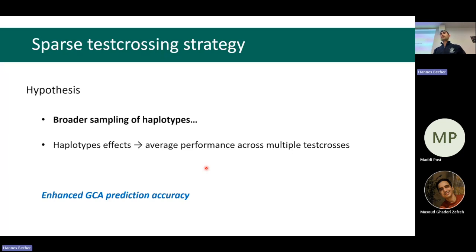And this is the advantage of genomic selection. The genotypic predicted effect of one genotype will reflect the average performance across multiple testers, not just one, because we have them connected through the genomic relationship matrix. And we expect enhanced general combining ability prediction accuracy with this approach.